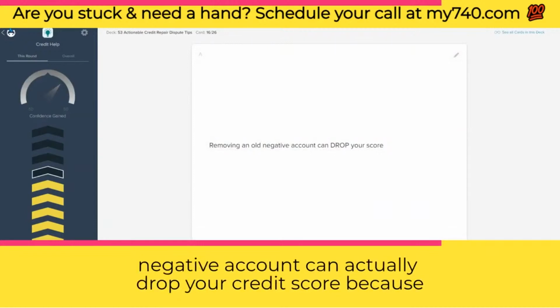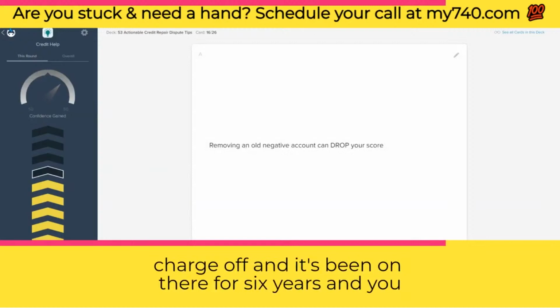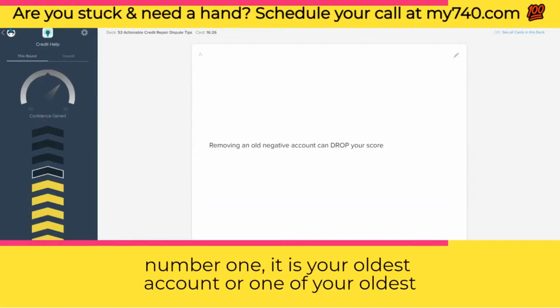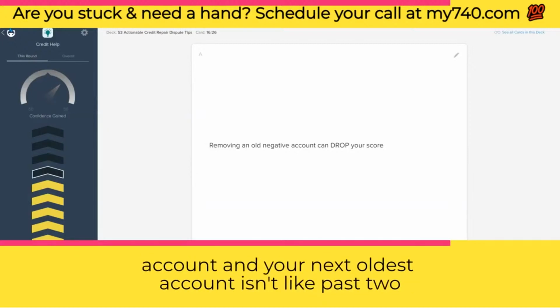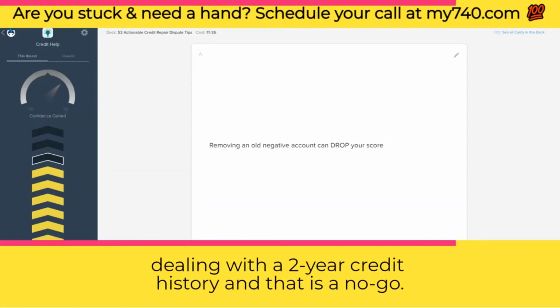But removing an old negative account can actually drop your credit score. If it's one of the older accounts, like an old paid charge-off that's been on there for 6 years, and you remove it, you're going to see your credit score drop if, number one, it is your oldest account or one of your oldest accounts, and your next oldest account isn't past 2 years or so, because now instead of a 6-year credit history, you're dealing with a 2-year credit history, and that is a no-go.